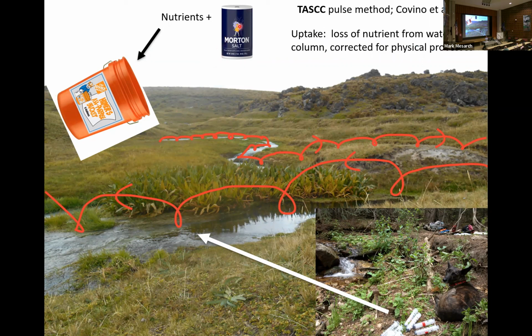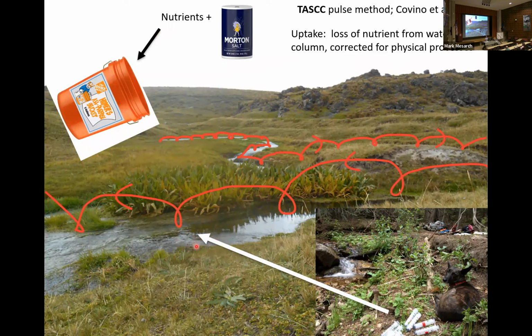So first we add salt, which we use as a conservative tracer because it's not used by the organisms in the stream, or at least we make that assumption. And then whatever nutrients we're interested in, in this case I was adding nitrogen and phosphorus both, dissolve them in a bucket and dump them in upstream. And then you measure them throughout time as they flow through.